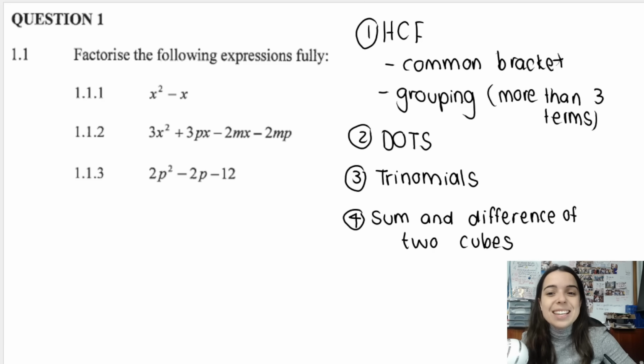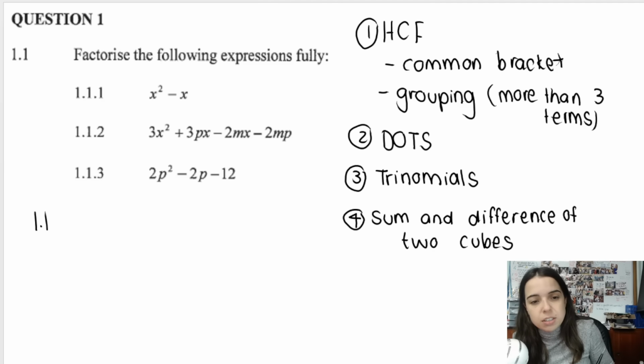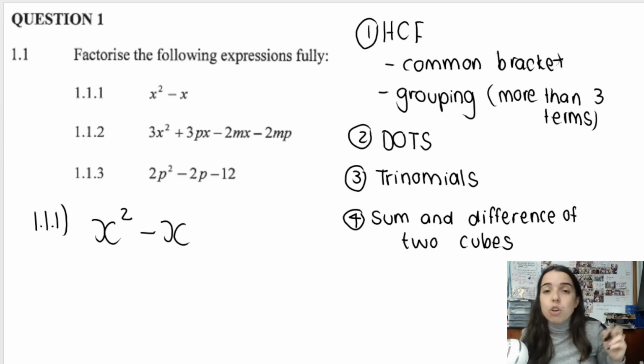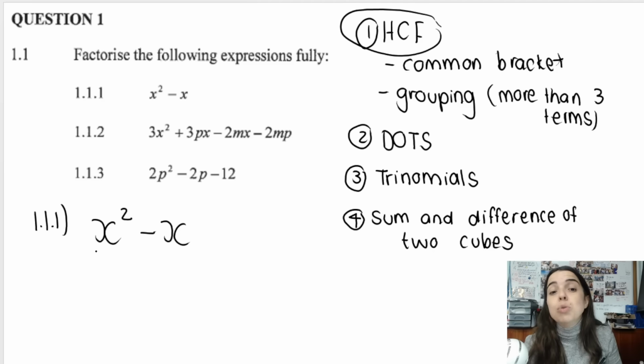Right, let's see what we've got going over here. So number 1.1.1, I'm going to write it a bit bigger so you can see it. We've got x squared minus x. So I've got 2 terms. Remember, always try a highest common factor first. That is the rule. Can I take out a highest common factor? Yes, I can. This is x squared minus x. Both terms have x in it.